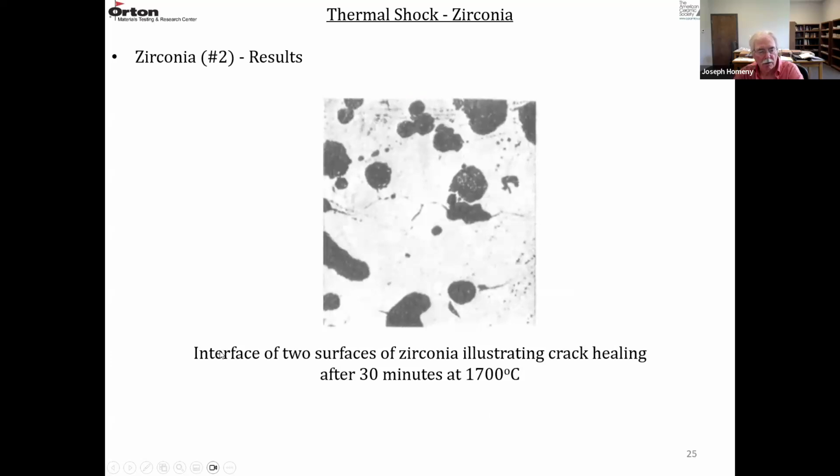And they did a further experiment, and I could never tell where the interface was here, but I think it's right down the center. They took 2 pieces of zirconia, polished sections, placed them together on their polished surfaces, and held them for 30 minutes at 1700 degrees C, and the materials joined. So what that simulated crack where the 2 polished surfaces met completely joined or healed during this heating cycle.